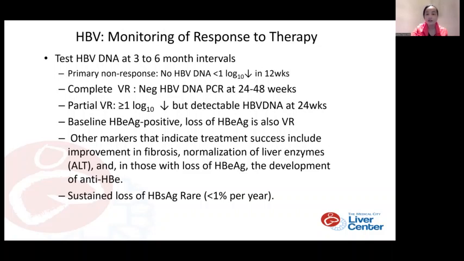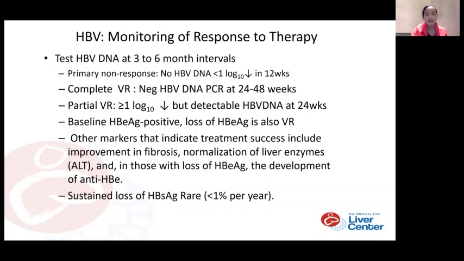You can also consider, if a patient is baseline E antigen positive, losing E antigen as a virologic response, meaning your E antigen is positive and after a certain interval of treatment, your HBe antigen becomes non-reactive.